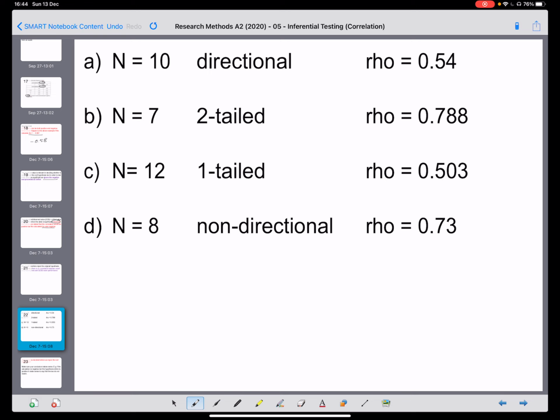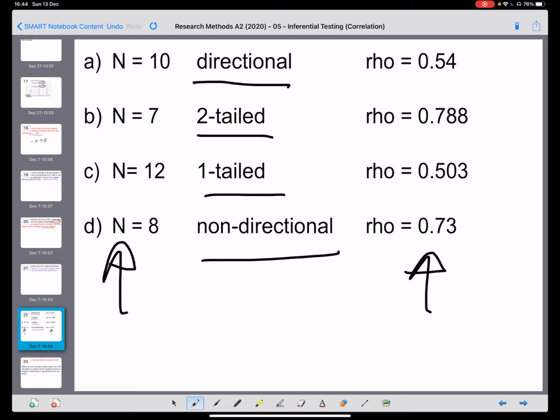Now what I've done is obviously I've kept your n values constant. I've also kept all your rows as being positive, but of course I've interchanged directional and two-tailed and one directional there. Now of course what you need to do is practice whether it's significant or insignificant.